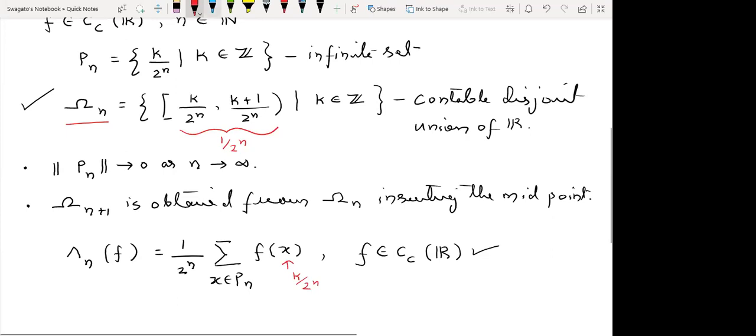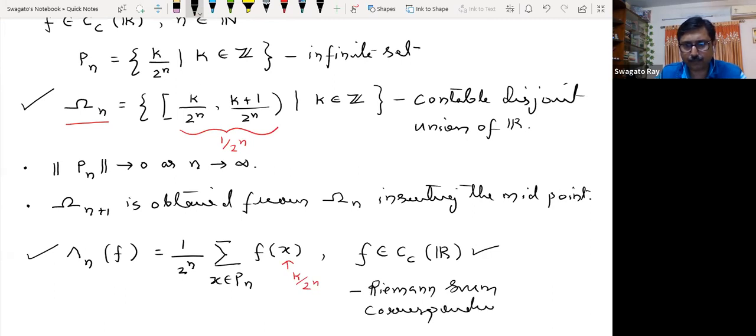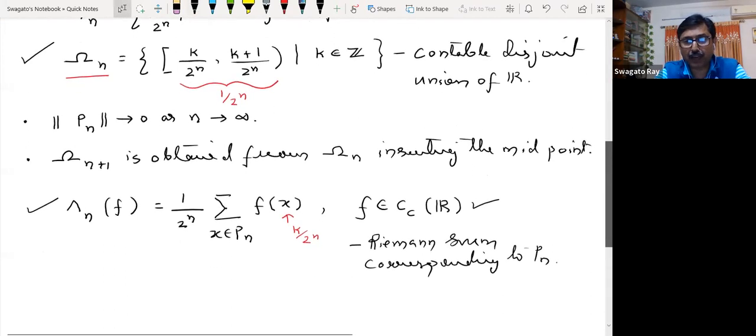Yes, sir. So all I am trying to say is that this lambda n f, which I have defined here, is nothing but the Riemann sum corresponding to the partition Pn. Okay, so this is the Riemann sum corresponding to Pn. Okay. Now, this is for one n.